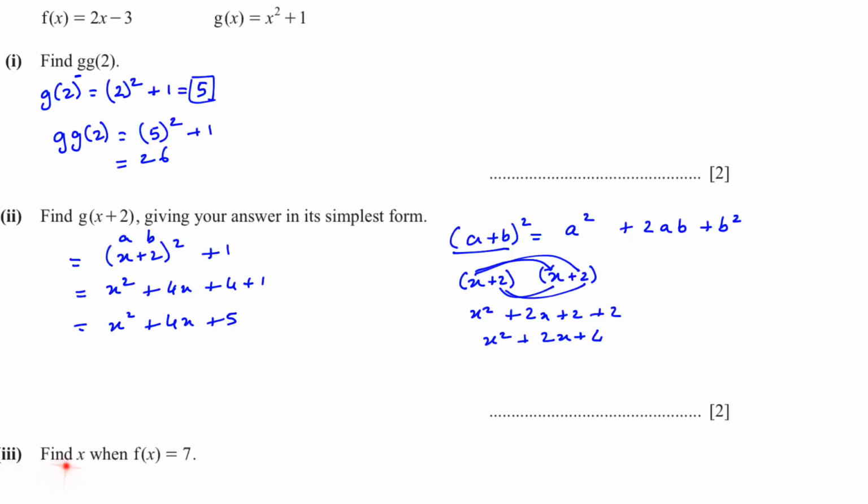In part 3, find x when f of x is equal to 7. So f of x will make it equal to 7. Therefore, 2x minus 3 is equal to 7. 2x is equal to 7 plus 3. 2x is equal to 10. Therefore, x is equal to 10 divided by 2, 5.